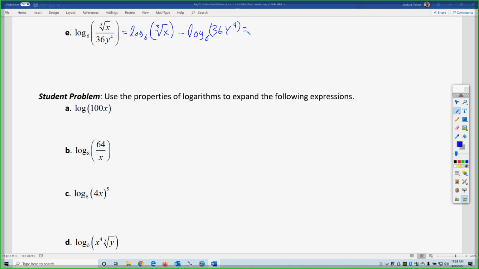Okay. And then the product rule must happen second. So that's log base 6 of the third root of x, which is really x to the 1/3. I'll just rewrite that for now. 1/3, right? Minus log base 6 of 36 plus log base 6 of y to the fourth.